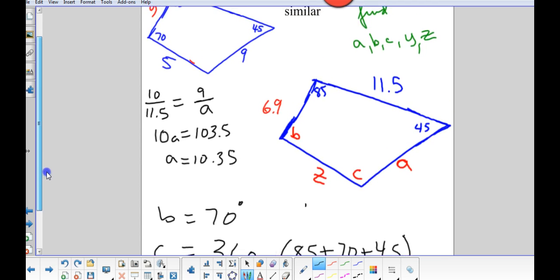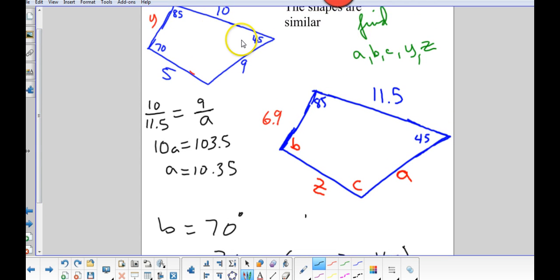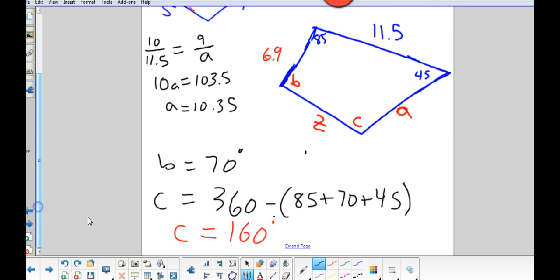C was a little trickier in that you had to know that C corresponded with this blank angle, but in a quadrilateral, the 4 angles add up to 360 always. So I added up the 3 existing angles that I knew. They added up to be 200. Subtracted that from 360. It gave me that this blank angle up here was 160, so C had to be 160.